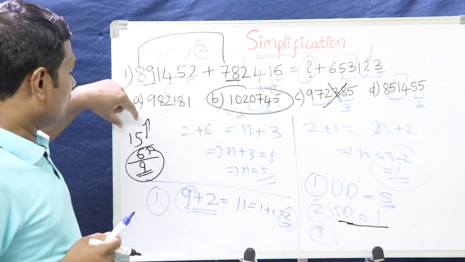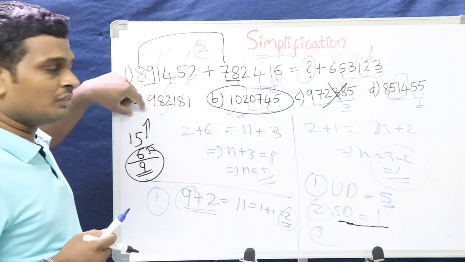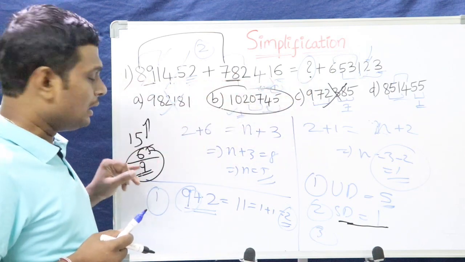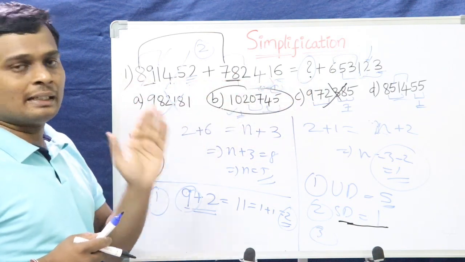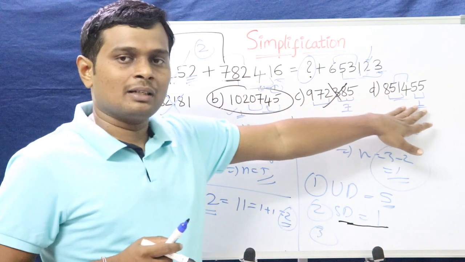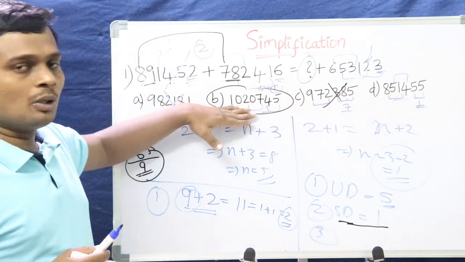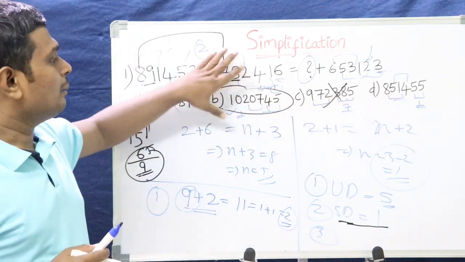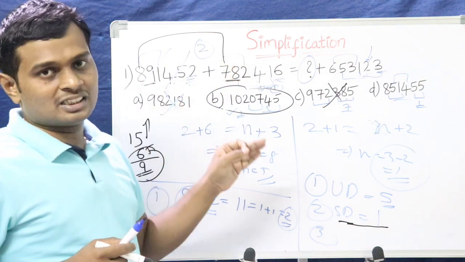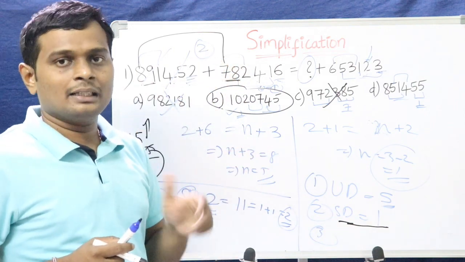So the left hand side value is more than 15, the right hand side value is 6. So the resultant would be more than 9. Among these two options, what is more than 9? This is the only option we are left with. By this we can solve any addition problem within a few seconds, right? I hope you understand it.